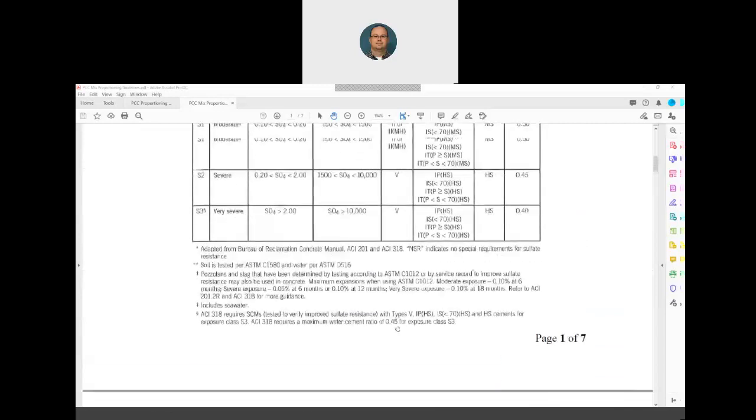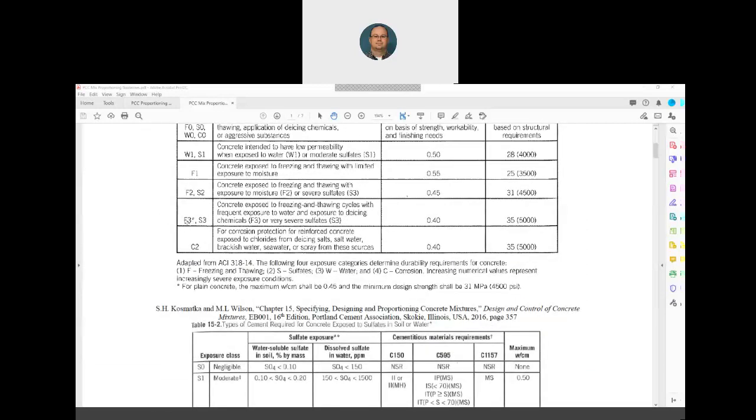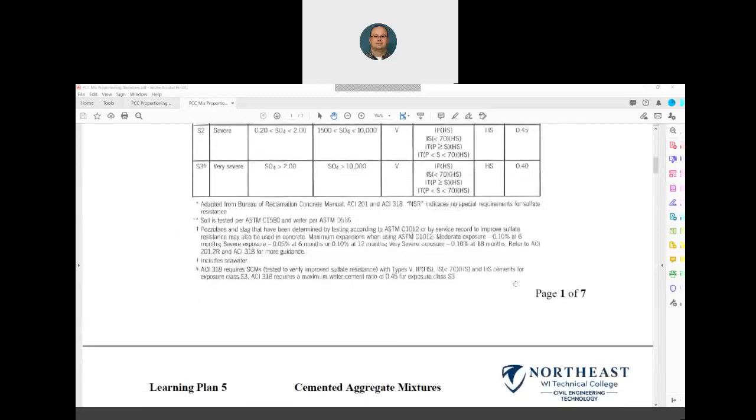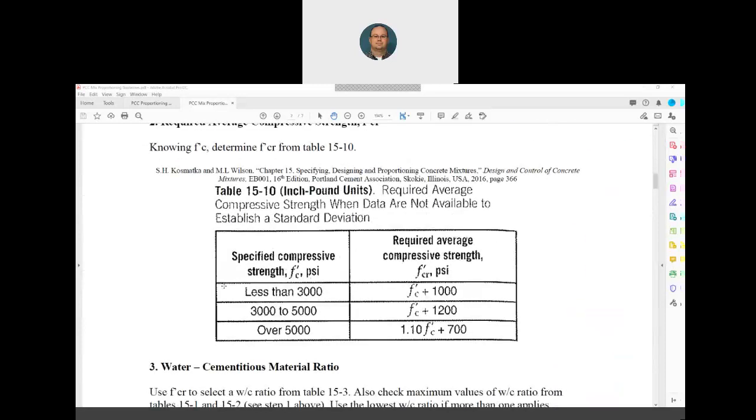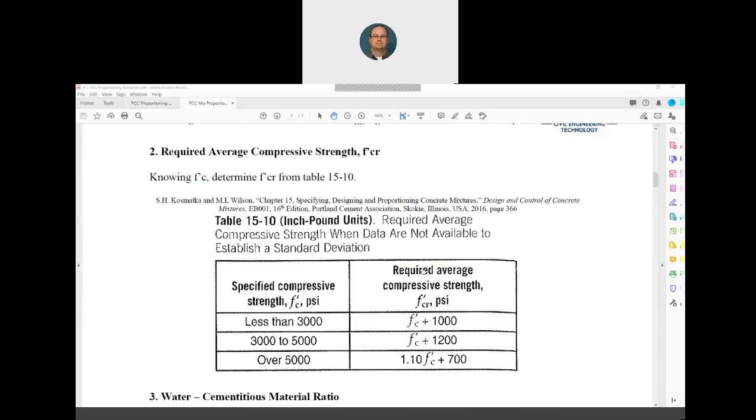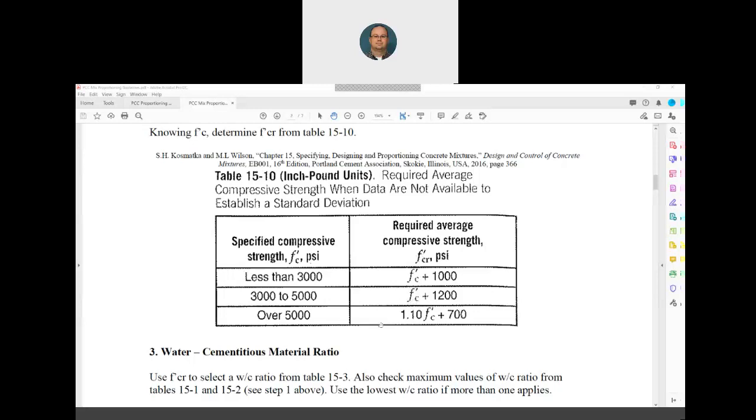So for example, if I'm in an exposure category F3, they're recommending a design strength of 5,000 pounds per square inch. What I'm actually going to design that concrete for, 3,000 to 5,000, is 5,000 plus 1,200. I'm going to design it for 6,200 pounds per square inch. Okay. To verify that I get a minimum of 5,000. So that's part 2. This is that factor of safety. All right. That's how this table works.